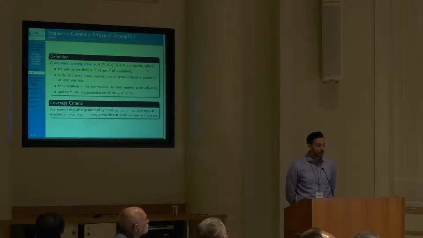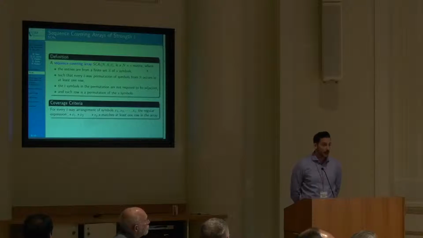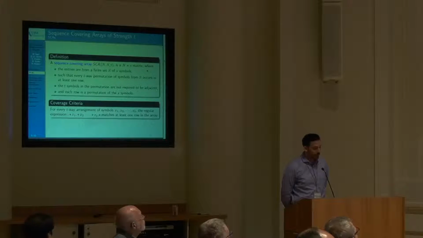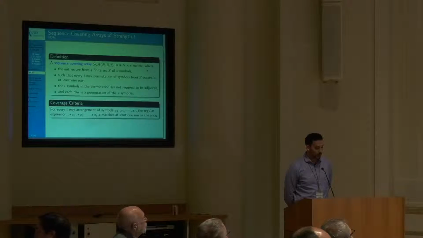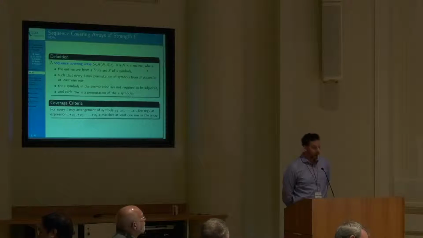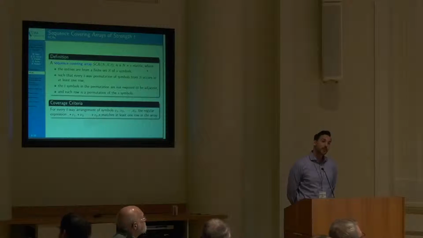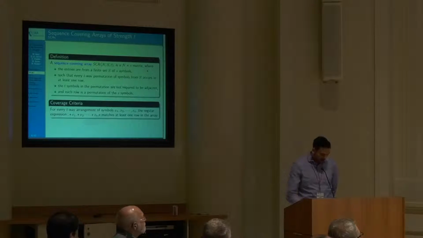A sequence covering array of strength t with parameters n, s, and t is an n times s matrix where the entries arise from a finite set capital S of s symbols, such that every t-way permutation of symbols from S occurs in at least one row. The t symbols in this permutation do not have to appear adjacent next to each other, and each row is a permutation of the s symbols. This coverage criterion can also be expressed via the regular expression printed in the second box.